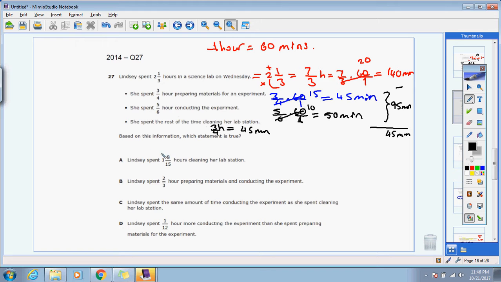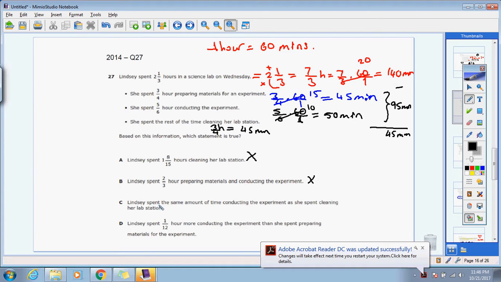Let's read the options. Lindsay spent 1 and 8 out of 15 hours cleaning her lab station. No, because it's equal to 3/4. So this option is wrong. Lindsay spent 2/3 hour preparing materials and conducting the experiment. No, it's more than this when we consider the minutes and even when we add the fractions.